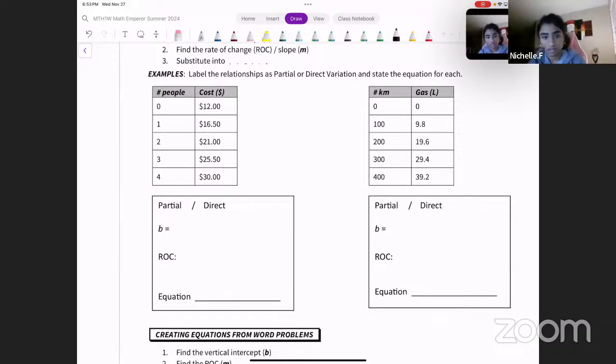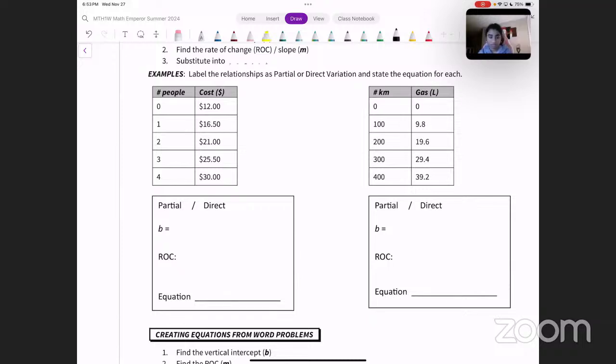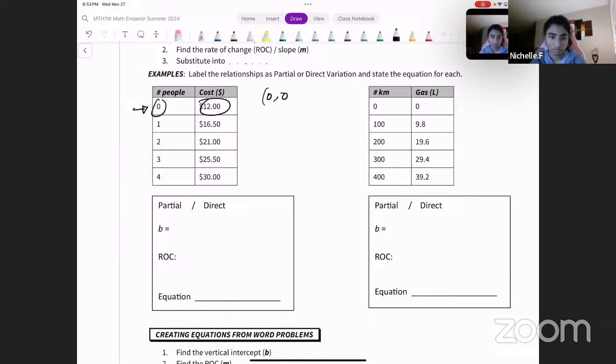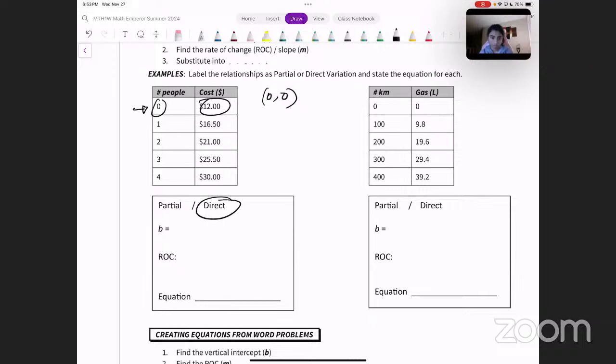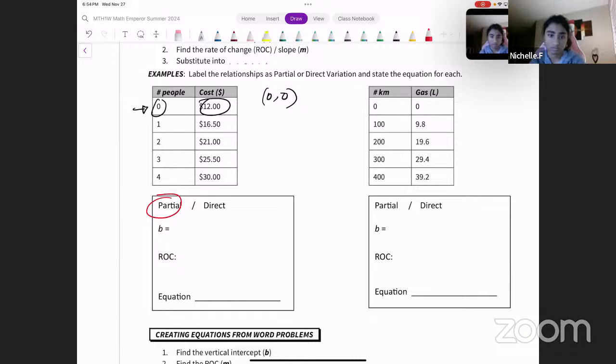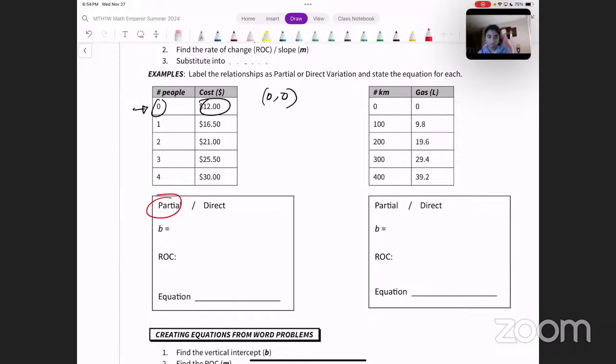Because it starts at 0. You don't look at the x value. You need to look at it when x is 0. What is the y value? Did you get y value also 0? No. If you have 0, 0, it's direct. Otherwise, it's partial. Make sense? Now, what is the b value, Nishal?